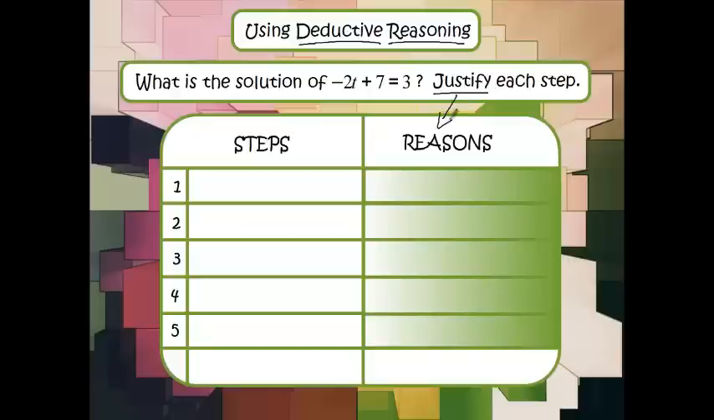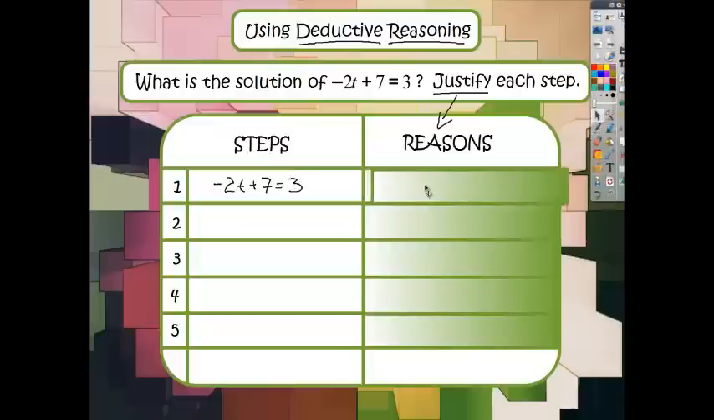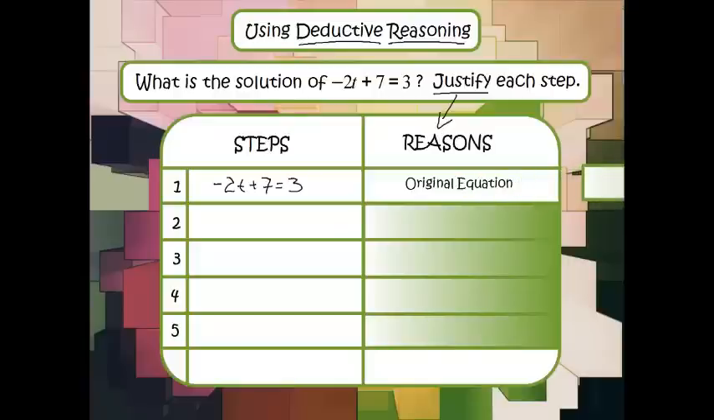So the first thing we're going to do is we're always just going to write in the actual equation first in the steps. So the actual equation is negative 2t plus 7 equals 3. And whenever we do that, we call that step either given or original equation.